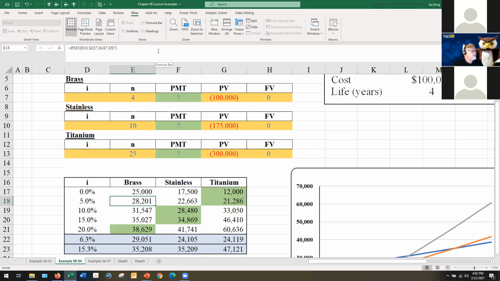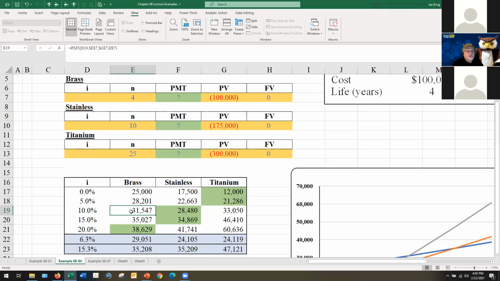Same PMT again, exact same figures: 4 years, negative $100,000, 5% interest rate. The annual equivalent of that $100,000 over 4 years at 5% is $28,201. Same again at a 10% interest rate, 4 years, $100,000. The only thing we're changing in each of these calculations is the interest rate. At 10%, it gives me $31,000. This is going up each time because the interest rate goes up. The higher the interest rate, the higher your payment equivalent.